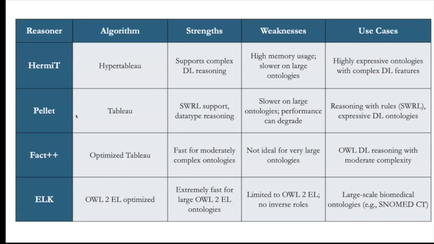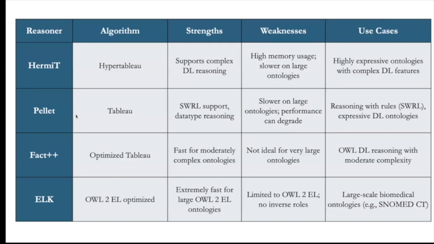It's probably the most efficient on balance in terms of power and what it covers and speed. It uses not just the analytic Tableau method, but what they call hyper Tableau, which I'm not going to go into in depth here. It supports complicated description logic reasoning. It can handle just about anything that you're representing in Protege. It does take a lot of memory and it is slow on large ontologies. It is highly expressive though. You can represent just about everything you'd need to and run a reasoner on it to check it.